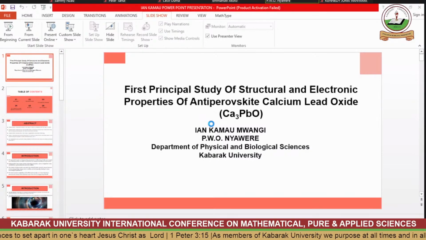So we'll start at the abstract. Antiperovskite compound consists of two types of anion coordinated with one type of cation. Antiperovskite compounds are an important class of material because they exhibit interesting and useful physical property not found in perovskite material, and that's the only reason we will be looking at antiperovskite material or compound.